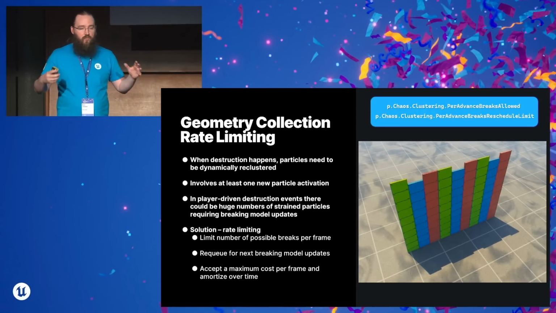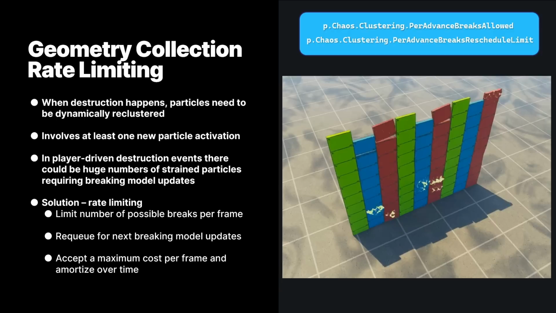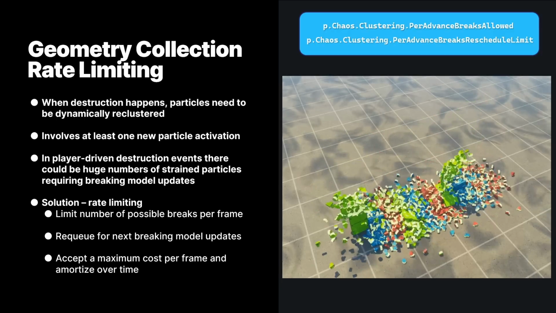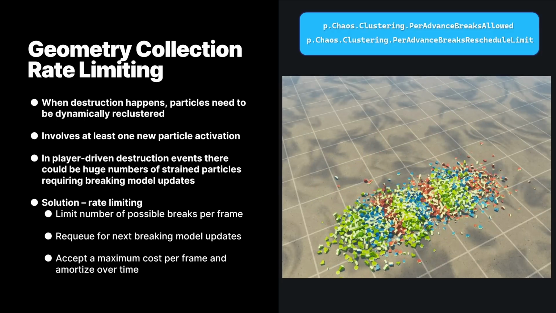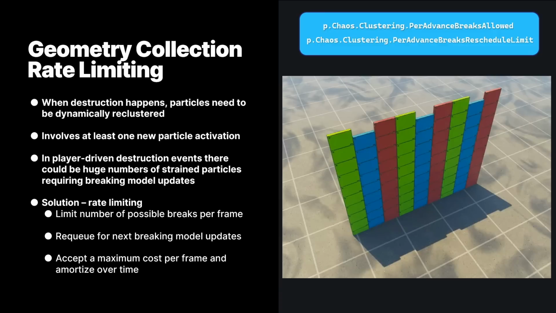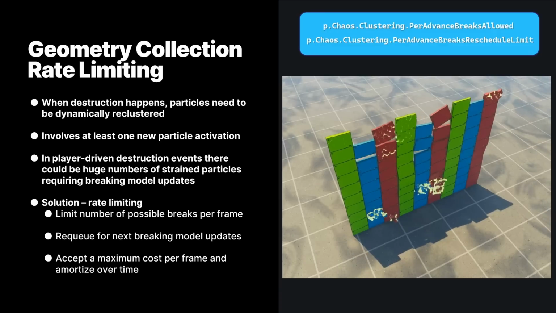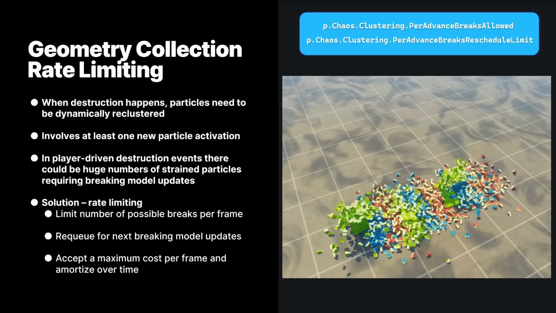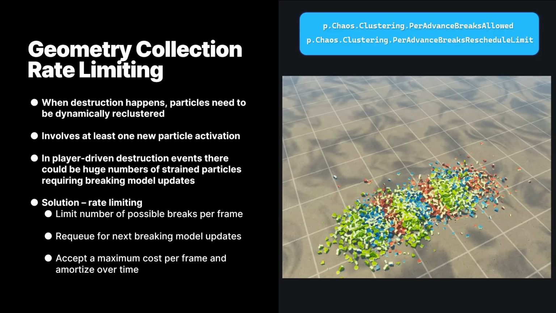So we hit this with complex and large buildings made out of many, many parts. And the solution that we came up with here for very extreme scenes was to rate limit the breaking model. Rather than process every break that we can all at one point, we now limit the number of breaks we'll accept on any single frame or any single physics update. Anything beyond that limit is requeued pending a future frame. With this, we accept the maximum cost per frame for the breaking model, and we amortize the large cost of the break over time.